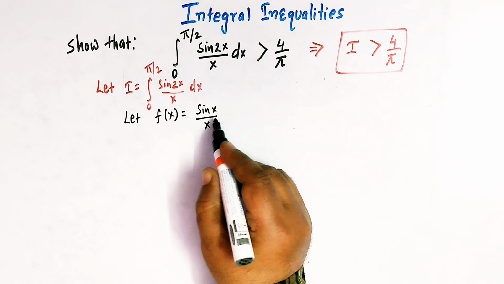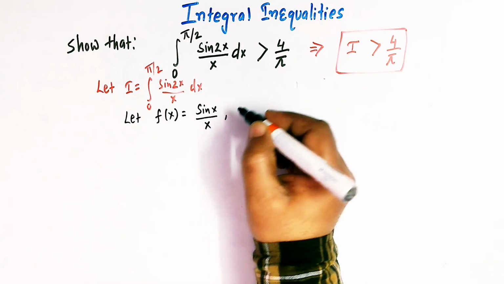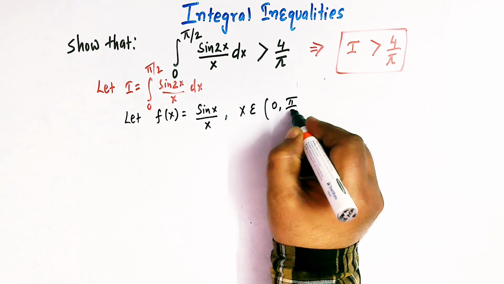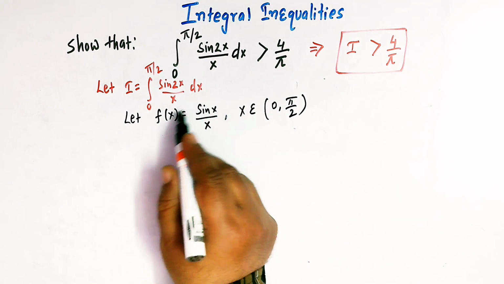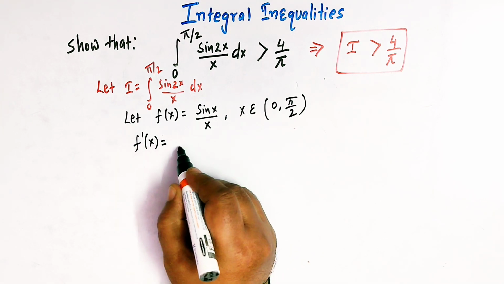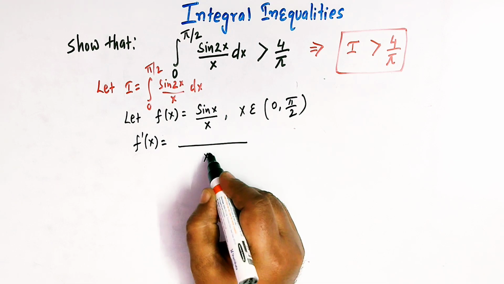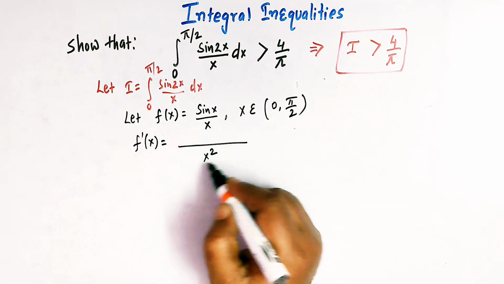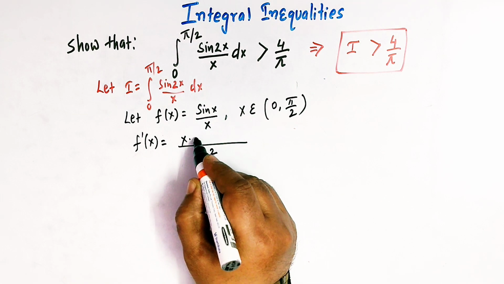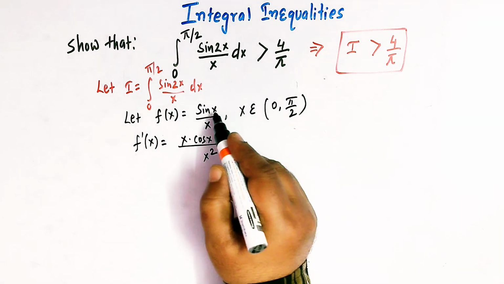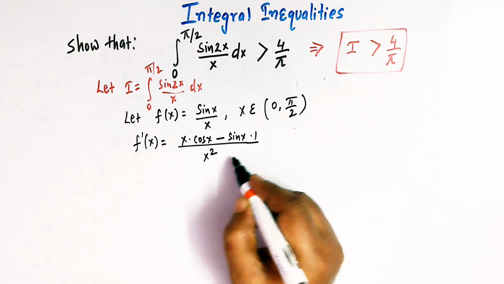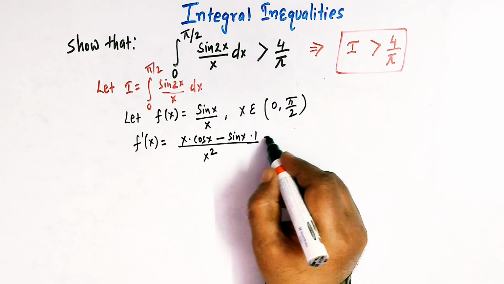So let us consider f of x is equal to sine x over x in the interval 0 to pi by 2. Now let us find out the derivative of f of x. So f prime of x is given by, here in the denominator we have x square. We are applying the quotient rule here. So we have x, the derivative of sine x is cosine x, and then we have sine x and derivative of x is 1, and in the denominator we have x square.